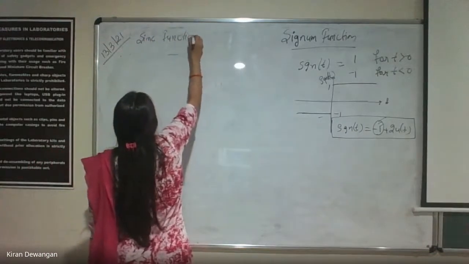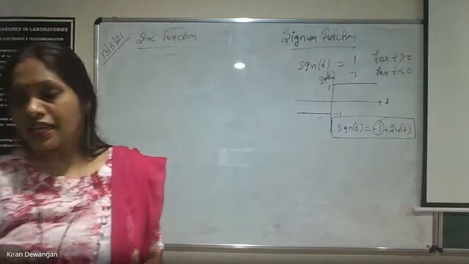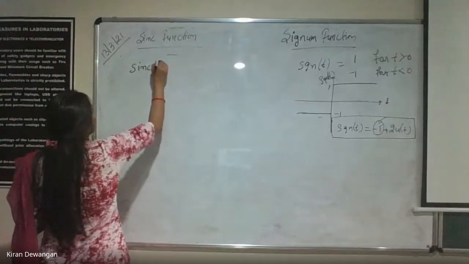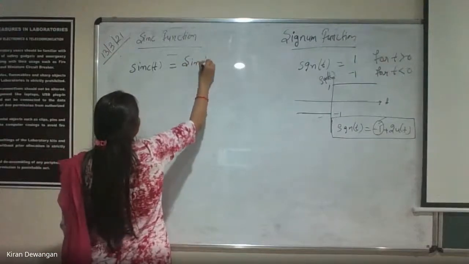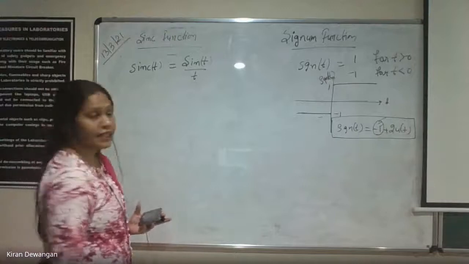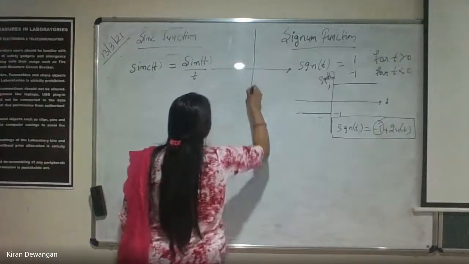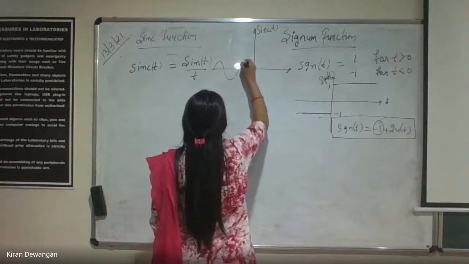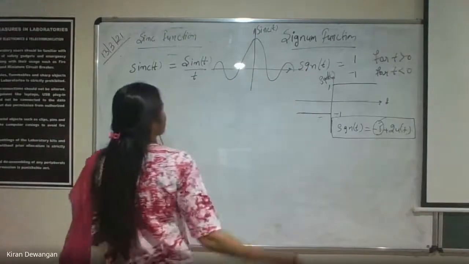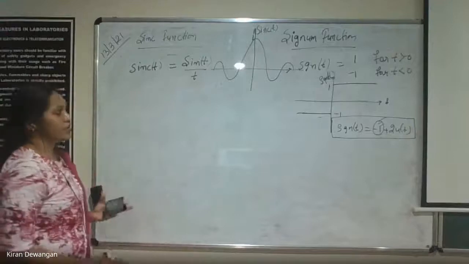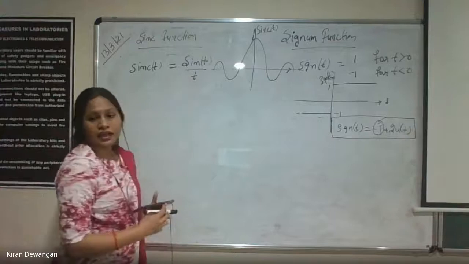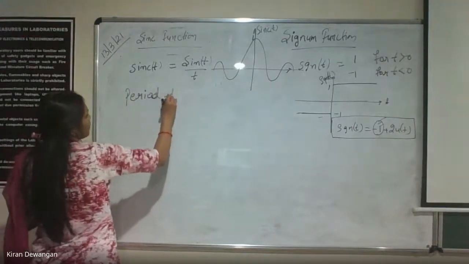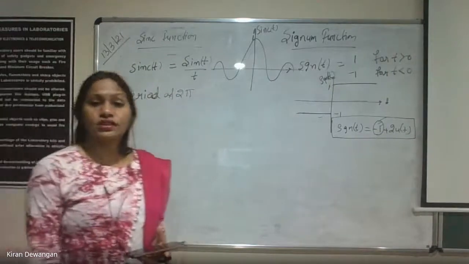The sinc function is written as sinc, and it is given by sinc t is equal to sin of t by t. Sin of t by t, and it is plotted this way. This is sin t. This is 1. Okay? So it is the sinc function. It is sin of t by t. It oscillates with the period of 2 pi.